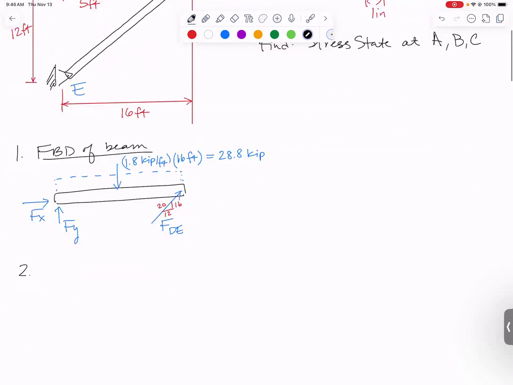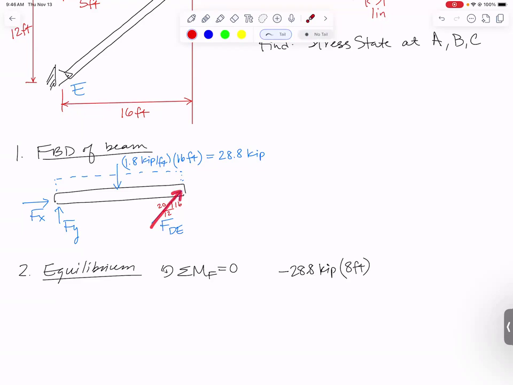Let's write our equilibrium equations as our second step to solve for those unknown reactions. If I first sum moments about point F, my applied distributed load will cause a clockwise moment. So that would go in as minus 28.8 kips. Its distance away would be half of 16 or 8 feet. And then if I split up my force in DE into a horizontal component, the horizontal component is lined right up with point F and won't cause a moment. So only the vertical component will cause a moment. Since it acts upwards, it would cause a counterclockwise moment. So I'm going to add the vertical component of FDE. That would be 16 over 20 times FDE.